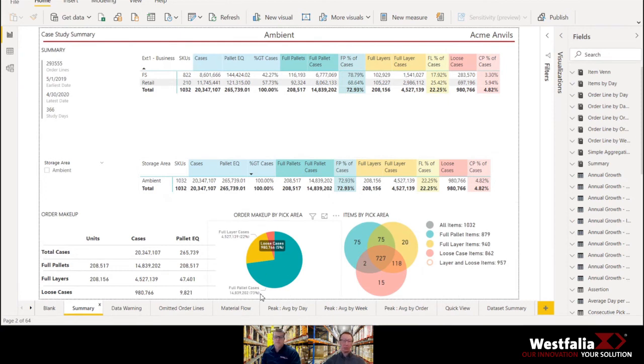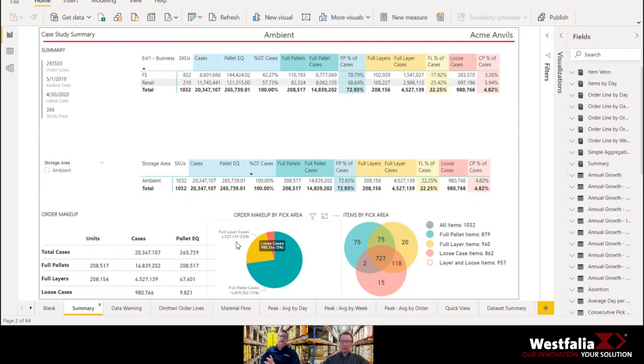So in their ambient system, 73% of the volume that they ship can go out in full pallet quantities. 22% can go out in full layer quantities, and 5% can go out in loose cases. So that means there's a lot of opportunity to automate full pallet order fulfillment here. And absolutely, there's significant value in automating the full layer volume as well. When we were looking at the cooler system, it seemed like the cooler had less full layer volume, but definitely for the ambient, some big wins here.